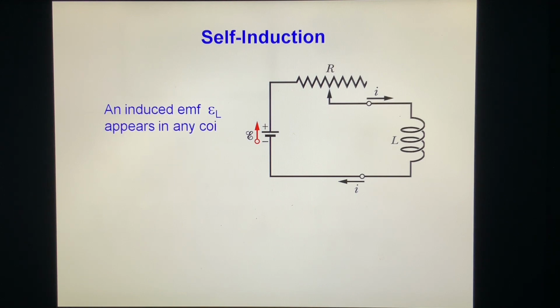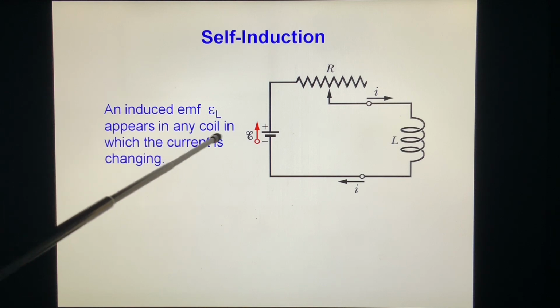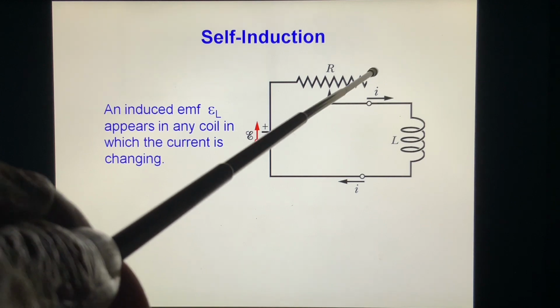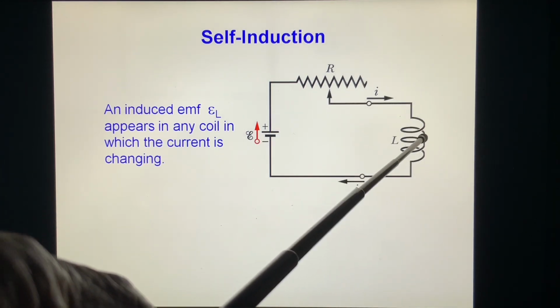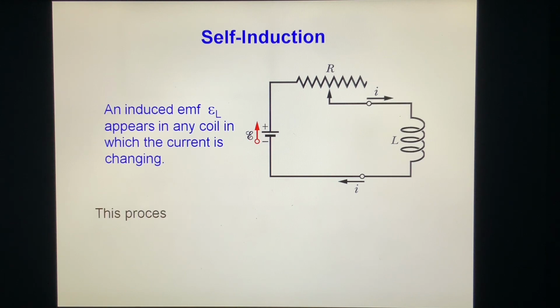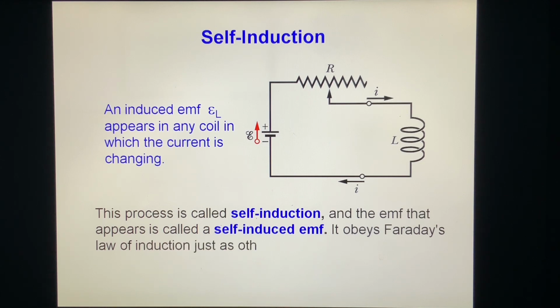An induced electromotive force appears in any coil in which the current is changing. If we change R, change I, then we have an induced electromotive force produced in this coil. This process is called self-induction, and the electromotive force that appears is called self-induced electromotive force. It obeys Faraday's law of induction, just as other induced electromotive forces do.